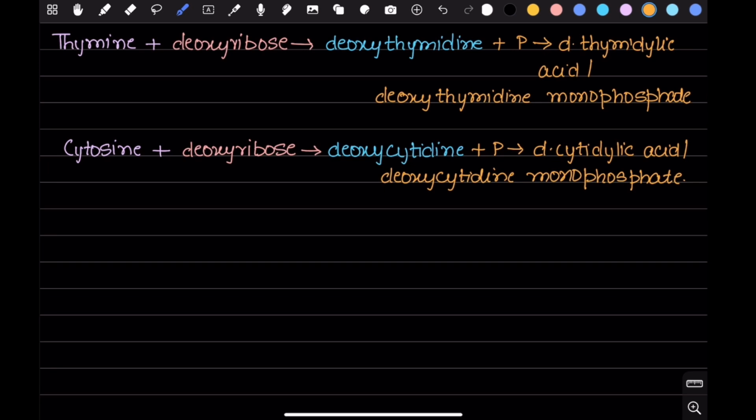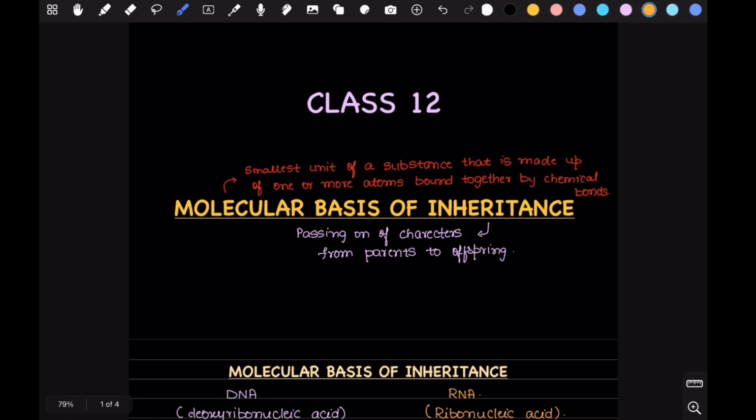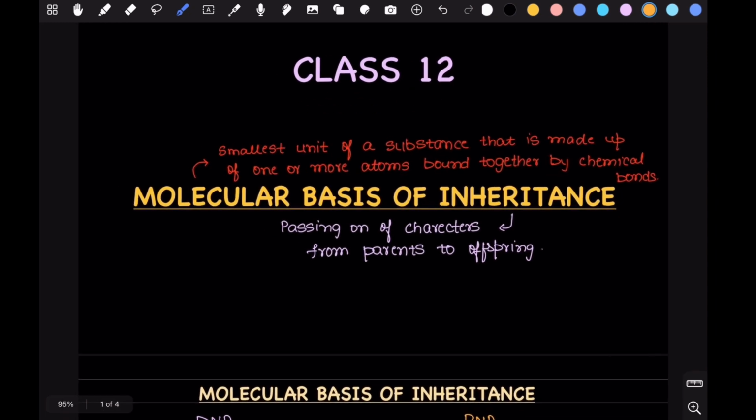So I hope the structure of DNA is clear. So let's have a look again through this. When we started the chapter, we understood what the molecular basis of inheritance is, what molecules are involved, and what we are going to learn in this chapter.